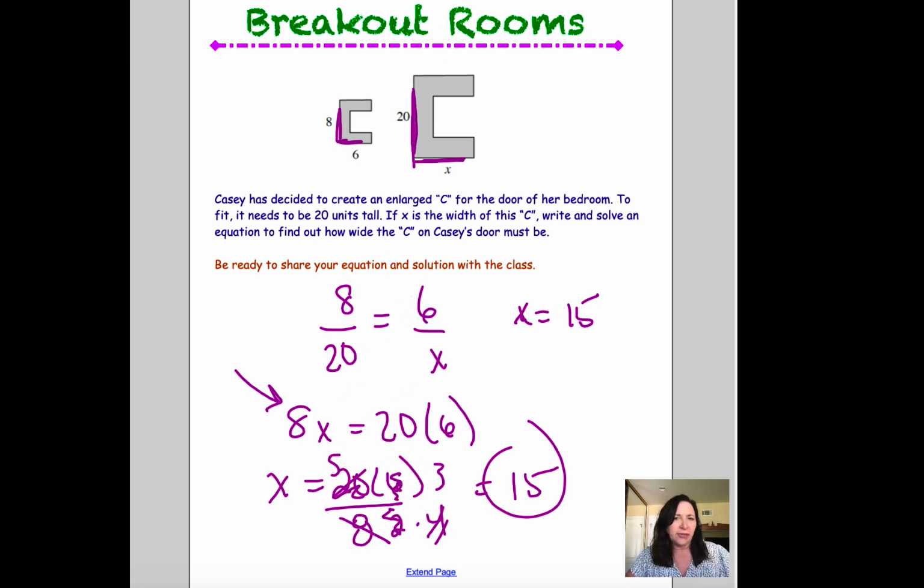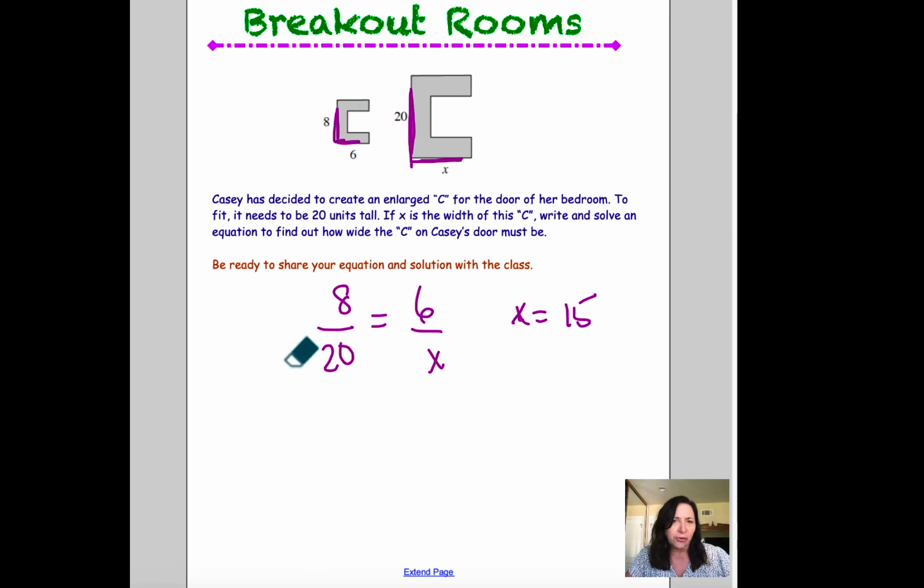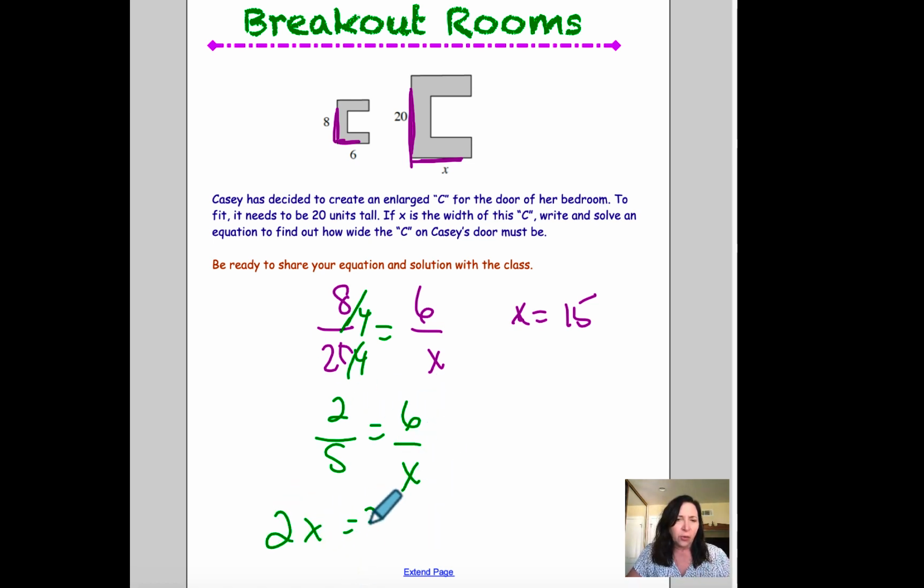Number one, I'm going to erase this. What I could have done differently is I could have reduced this right away. And instead of saying 8 is to 20, I could have divided by 2, divided by 2, and said, well, 4 is to 10. Well, actually, I could have divided by 4, right? So let's do that instead. Instead of dividing by 2, I'm going to divide by 4. So divide by 4, divide by 4, right? And I get 2 over 5 equals 6 over x. Cross multiply, I get 2x equals 30, x equals 15 again.